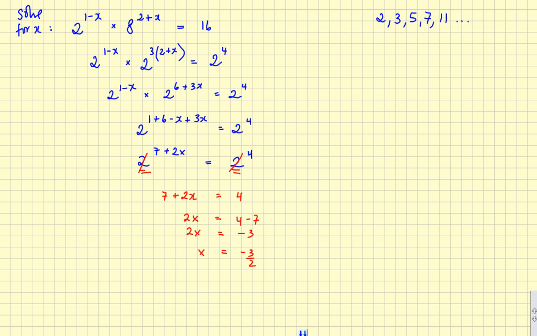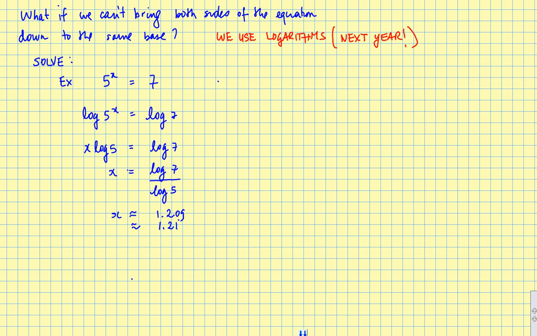Okay, that's it. I don't really have much more to say, with the exception of, well, what if I cannot bring both sides of the equation down to the same base? So let's take a look at this example here. If I have this example here, 5 to the x equals 7.